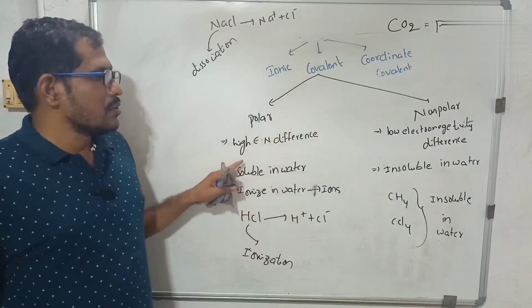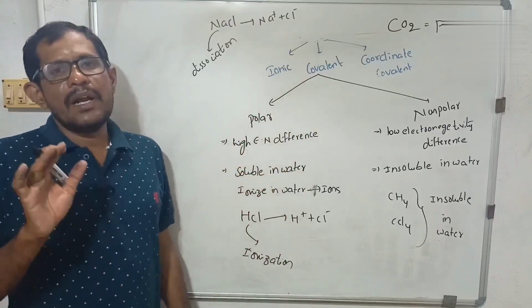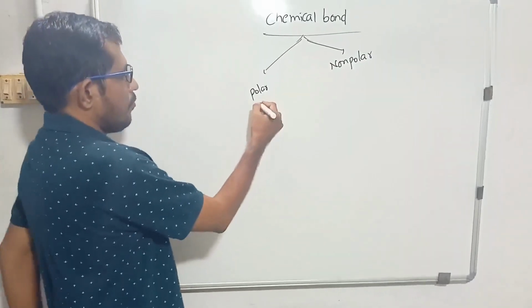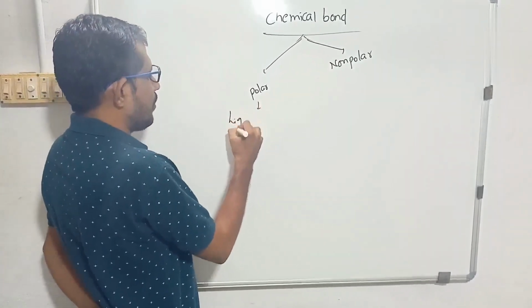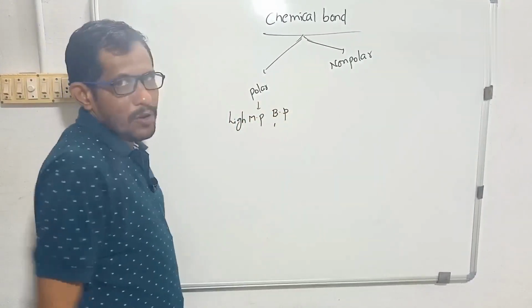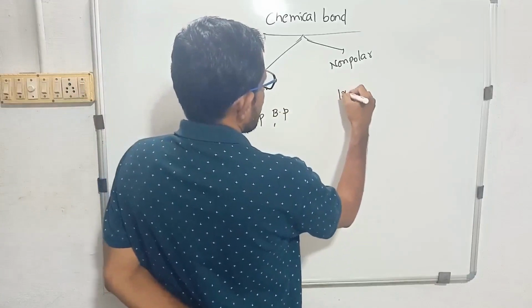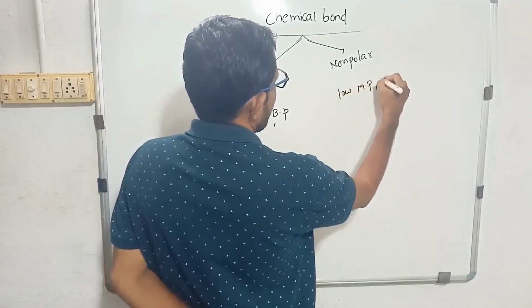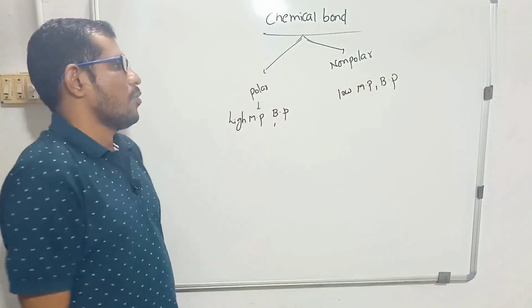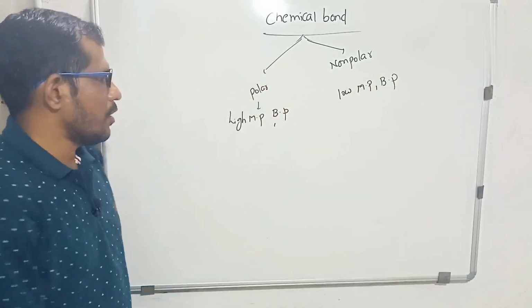Generally, polar compounds have high melting and boiling points. Non-polar compounds have low melting and boiling points.